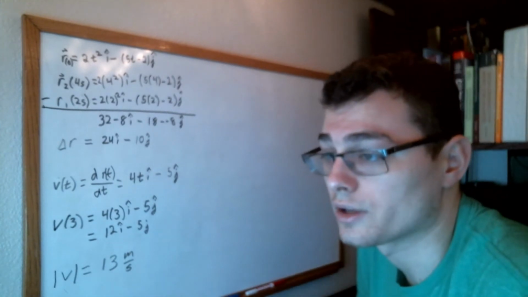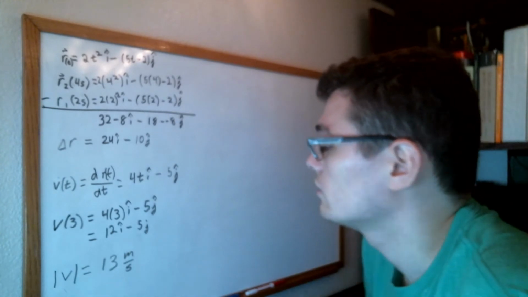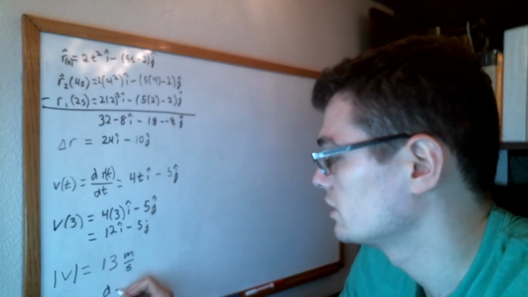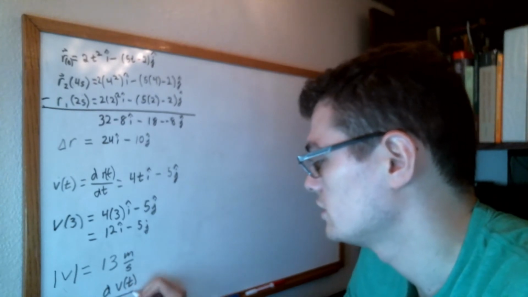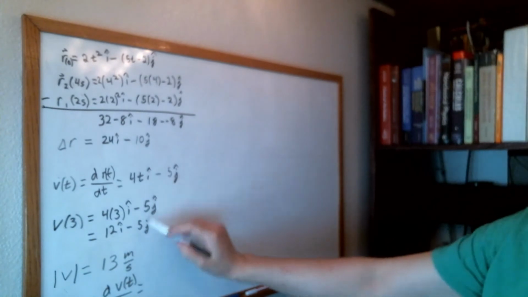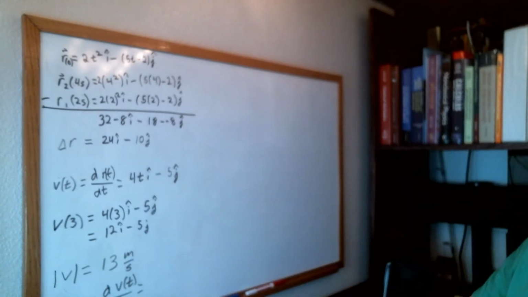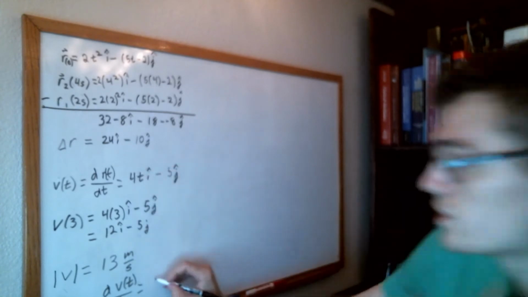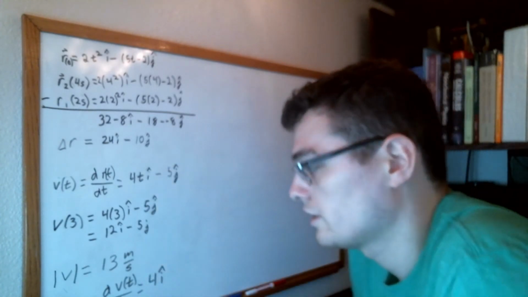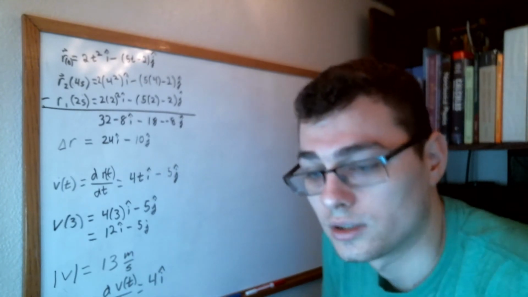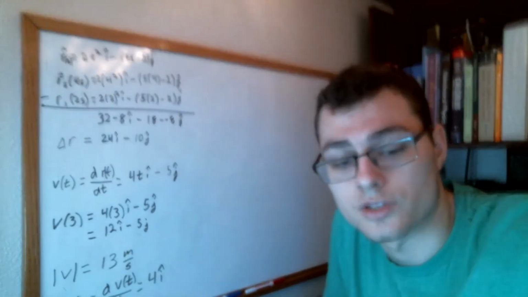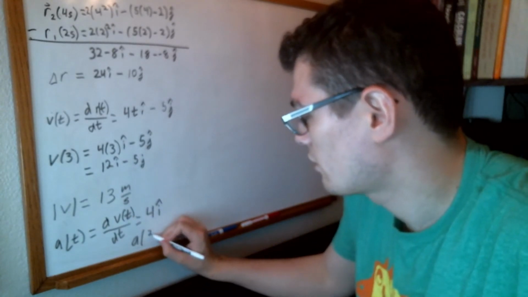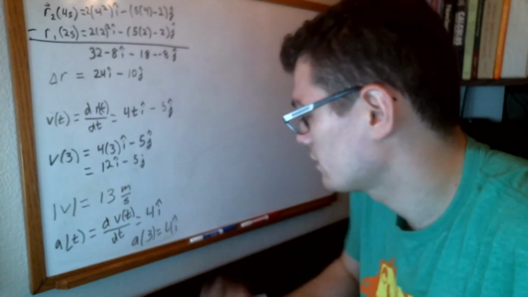So now it wants the object's acceleration at 5 seconds. So now we can find a of t, which is going to be equal to dv dt. And so now we just need to take the time derivative of this function here. It's easy to see that this is a constant now, and then taking the derivative of this is just going to yield 4 i hat. And so it doesn't matter what time we plug in for a, it's always going to be the same. So we can just answer that a of 3 is equal to 4 i hat. Doesn't matter what you put here.